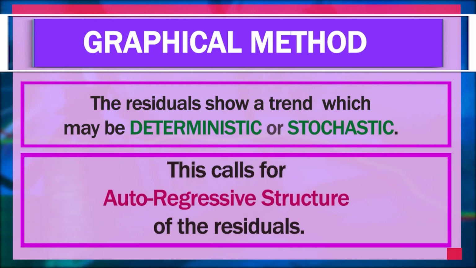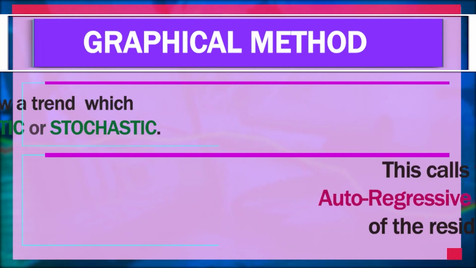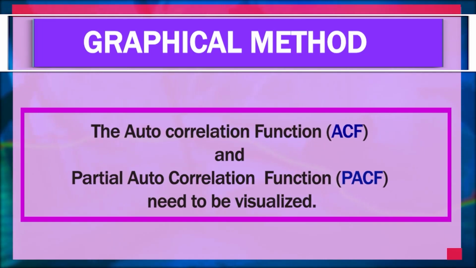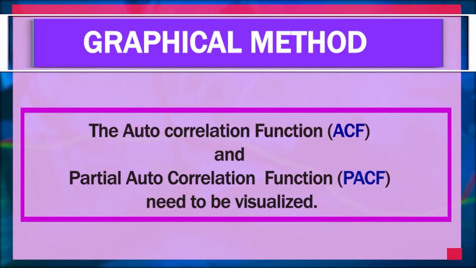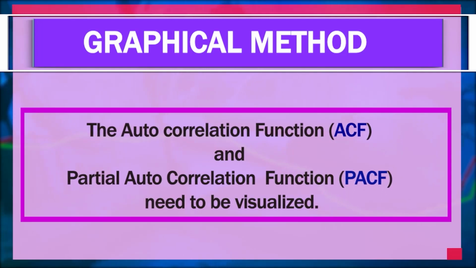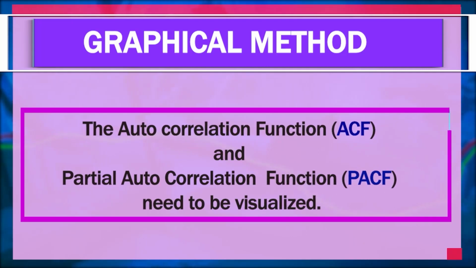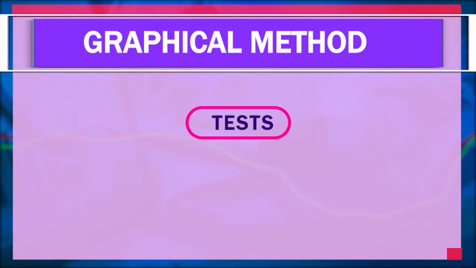This calls for a structure of residuals, and that structure is called an autoregressive structure. That means the error term of today's time is dependent upon the error term of the previous time period, and thus an autoregressive structure is formed. Thereby we need to calculate the autocorrelation coefficient and also the partial autocorrelation coefficient. Both need to be computed, and can be visualized in a graphical presentation. And after getting all these visualizations, it is necessary to go for the test.